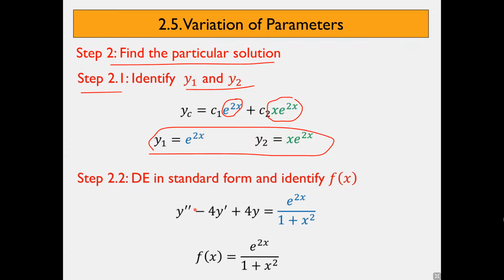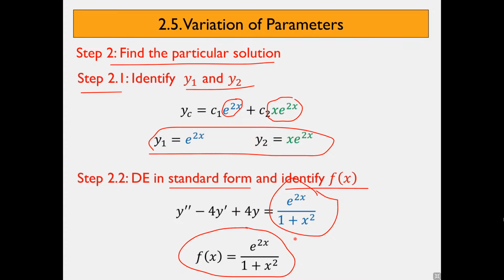Now, step 2.2, just a simple step: you create the standard form and then identify your f(x). This is already in standard form, because the coefficient of y double dash is 1. This is your f(x), so you already found your f(x). It must be in standard form, otherwise you cannot use the variation of parameters method.